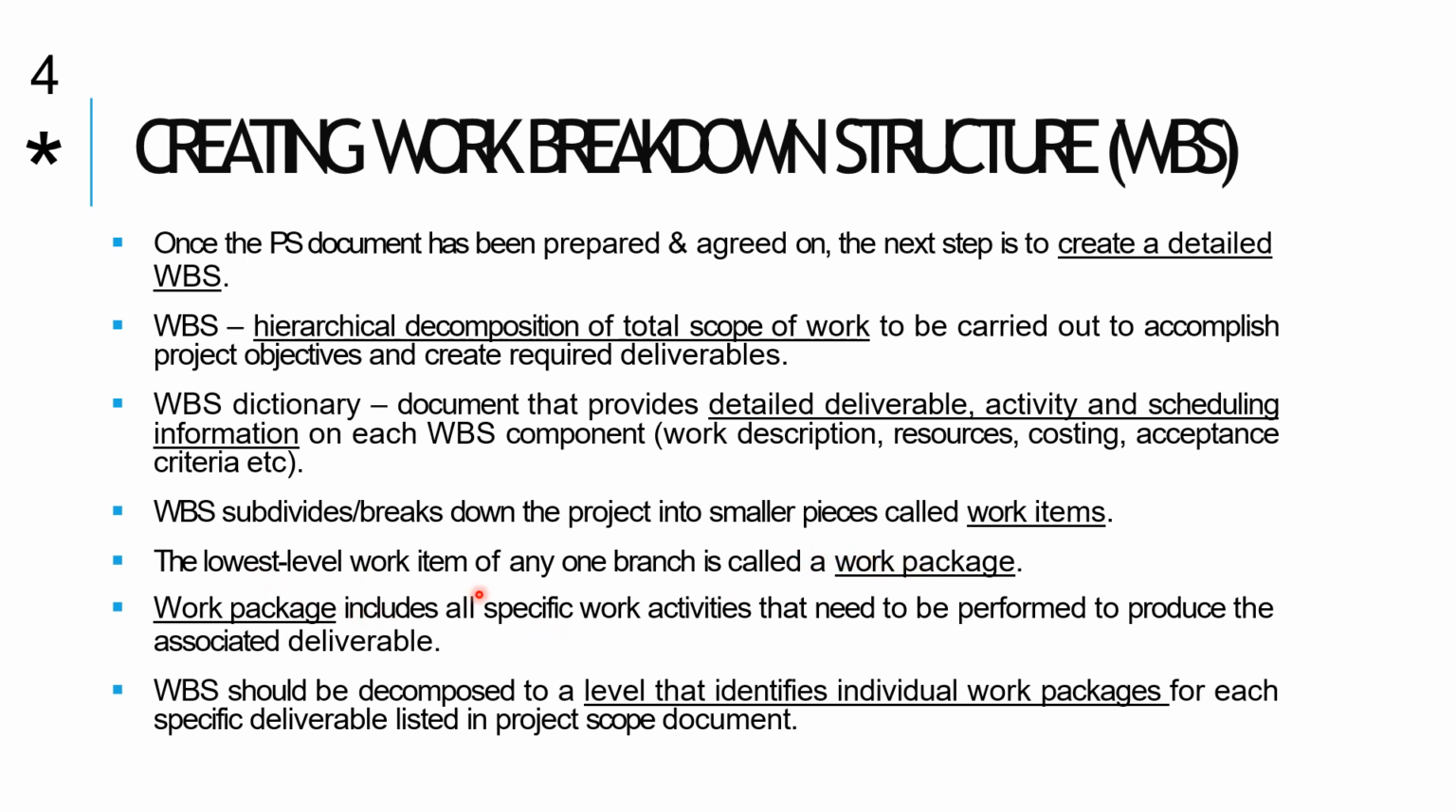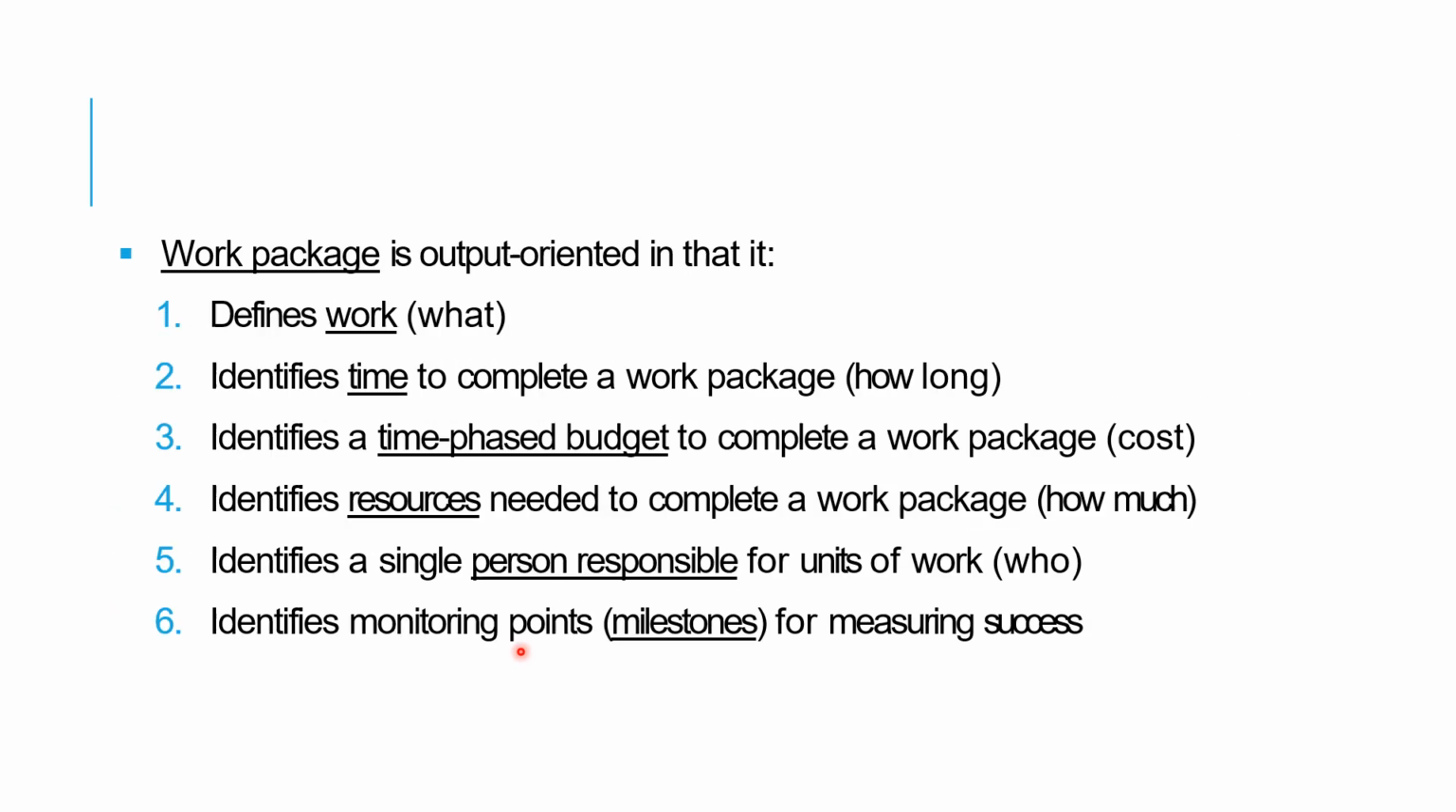The lowest level work item for any one branch is called a work package. So you need to know you break down into the work item, then from work item become a work package. A work package includes all the specific work activities that need to be performed to produce the associated deliverables. So you need to identify which level of people are working on the work package for each specific deliverable.